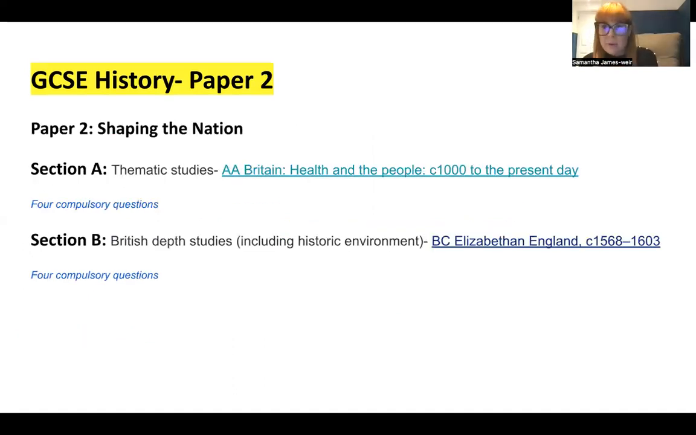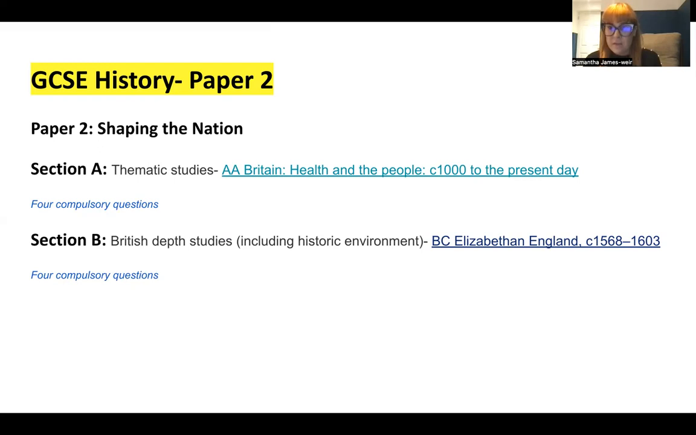So the second paper that they'll sit, so the second standalone paper they have for 2.5 hours, is called Shaping the Nation. And this involves things which they study at the end of year 10 and into year 11. So we have AA, which is health and the people. And we have then BC, which is Elizabethan England, which they're just finishing off the content for in lessons at the minute. So again, AA and BC.